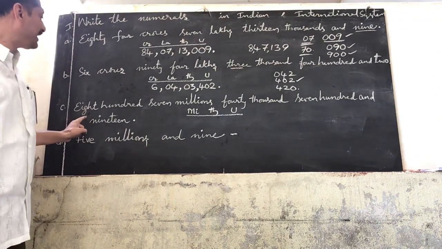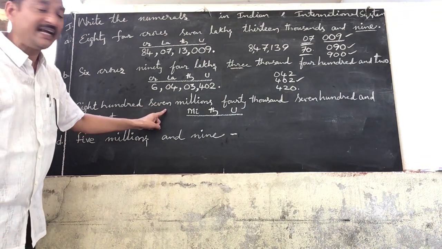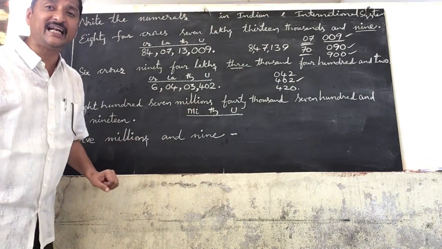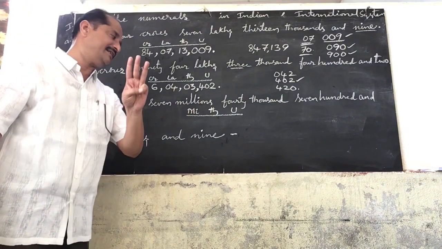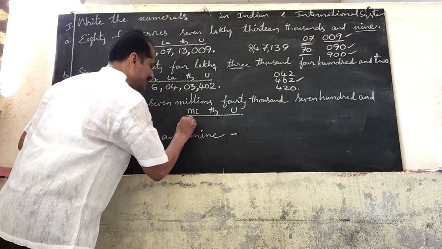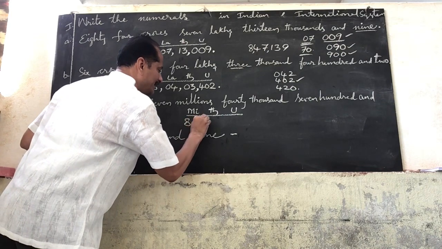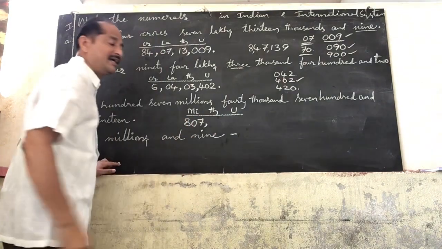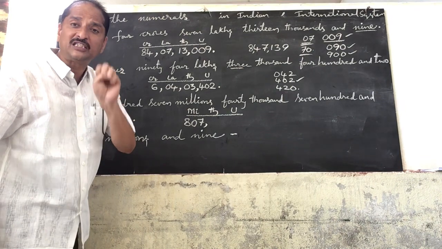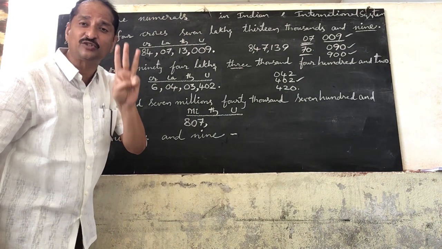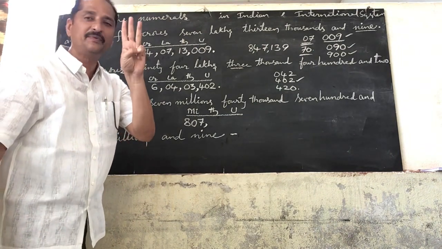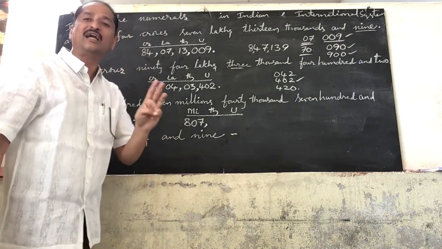So in millions period, what has the question given to us? 807. 807 millions. 807 means how many digits? 3 digits. So write down 807 in 3 digits. 807. So millions period is completed. Next lower than millions period, thousands period. Thousands period also should contain 3 places. But what has the question given?